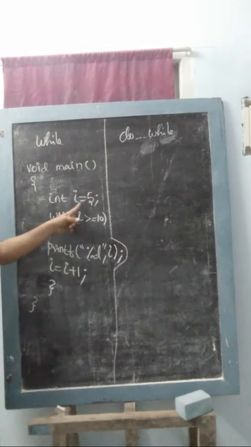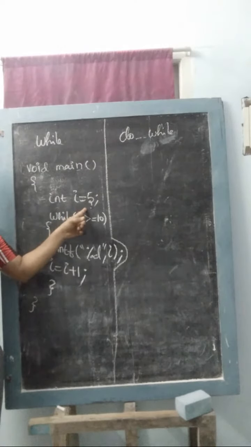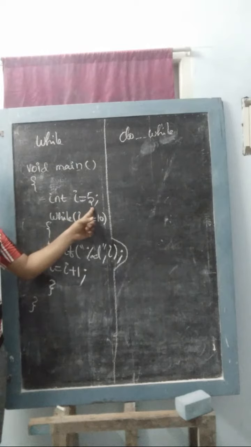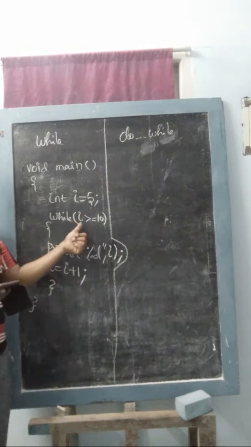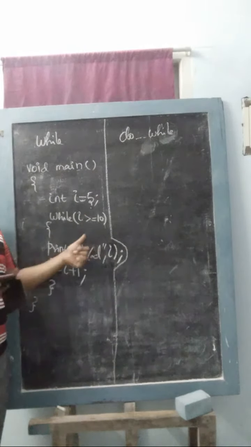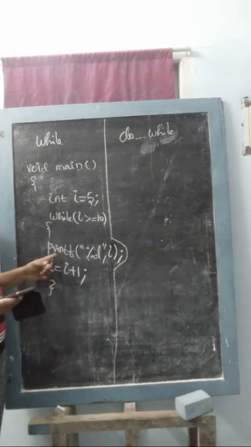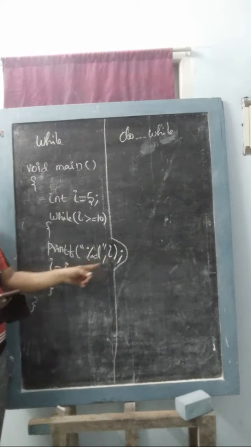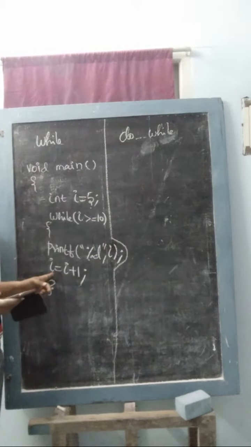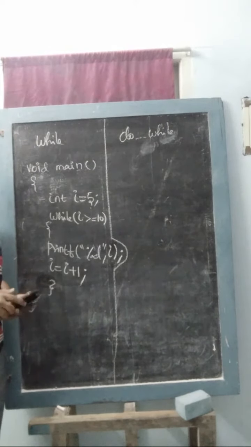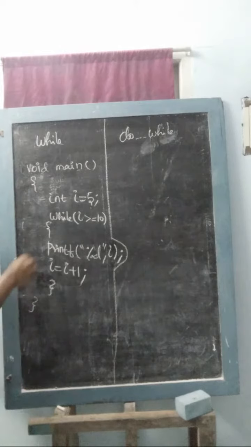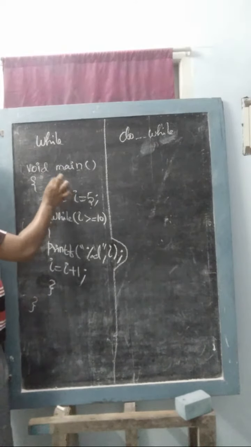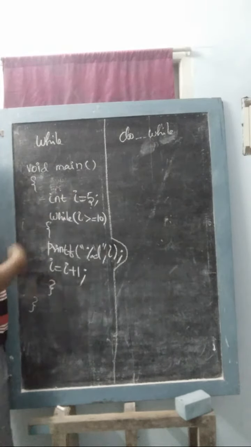Now, what is the initialization statement? That is I is equal to 5. What is the condition? I greater than or equal to 10. What is the statement? That is the I value we should print. What is the increment? That is I is equal to I plus 1. Now the question is, how many times will the loop execute?